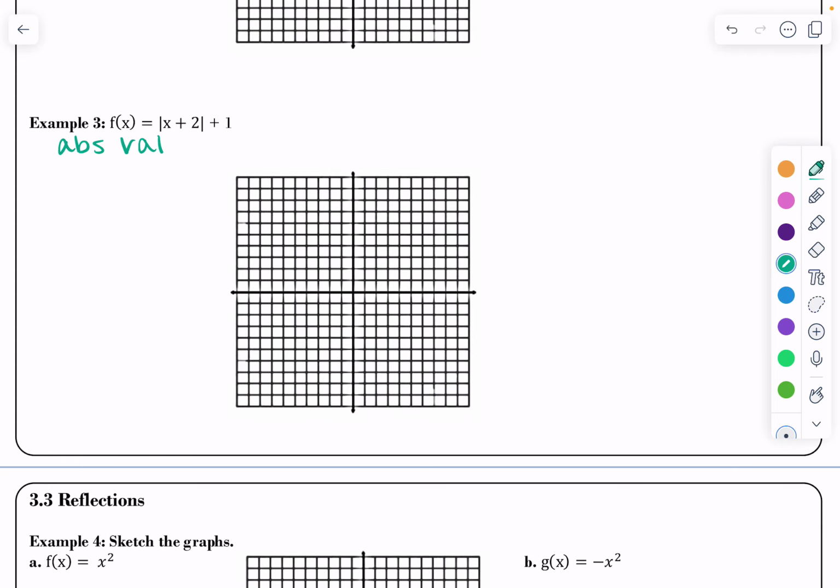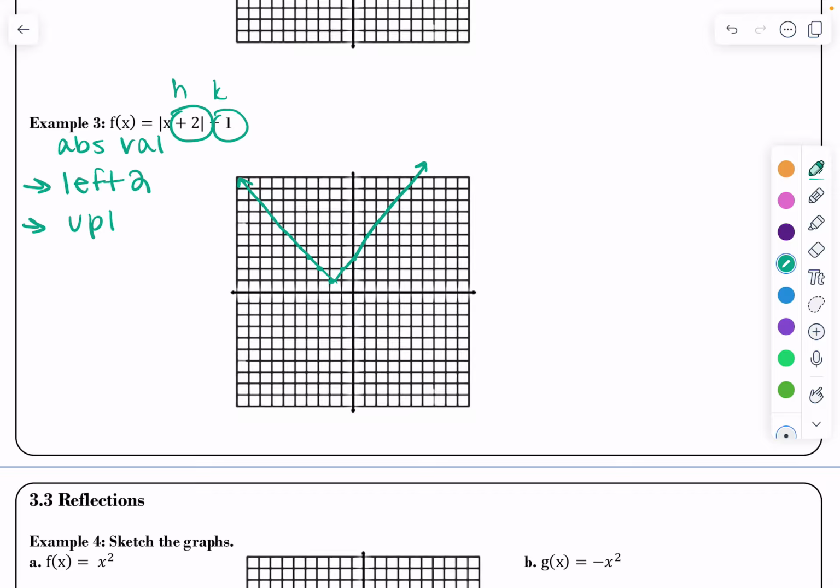Okay? Think to yourself, okay, I know there's going to be two transformations. What are they? We have this one and we have this one. This is going to be left 2, and this is going to be up 1. So same thing, vertex (h, k), but it's the opposite in the middle. So I go left 2, I go up 1, and absolute value always has a slope of 1 unless a vertical stretch or compress is being done.